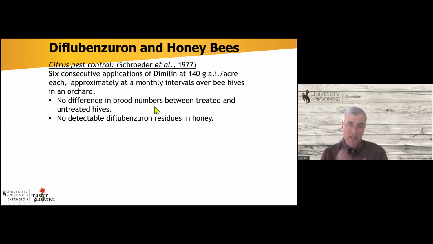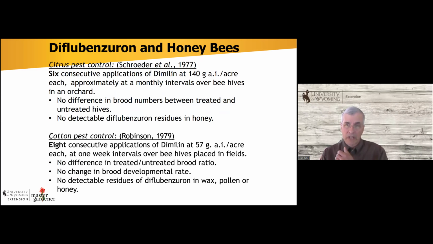They found at the end of the season no difference in brood numbers between treated and untreated hives, and no detectable diflubenzuron residues in the honey. When they started using it in cotton pest control, they did a similar test in 1979, 8 consecutive applications at a lower rate, 1-week intervals over the beehives placed in the fields. Again, no difference in treated and untreated brood ratio, no change in brood development rate, and no detectable residues of diflubenzuron in the wax, pollen or honey.